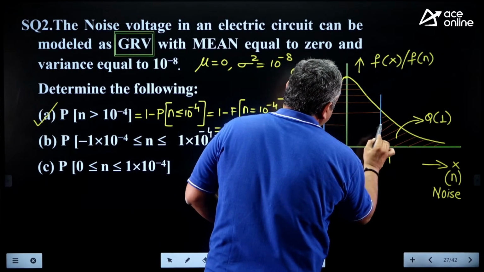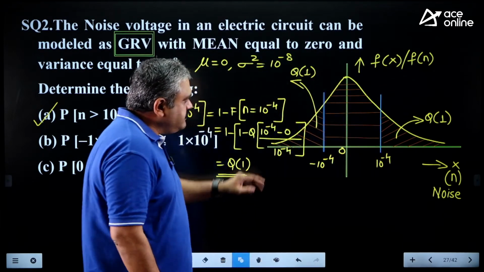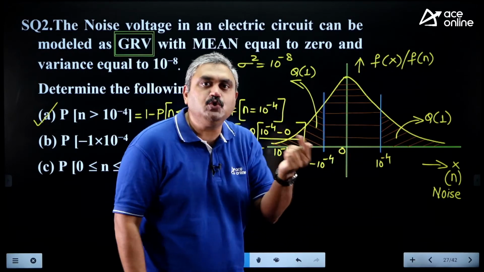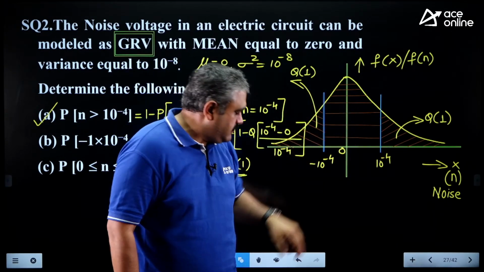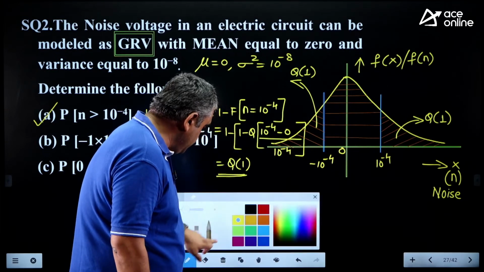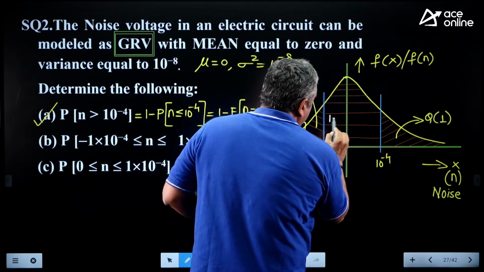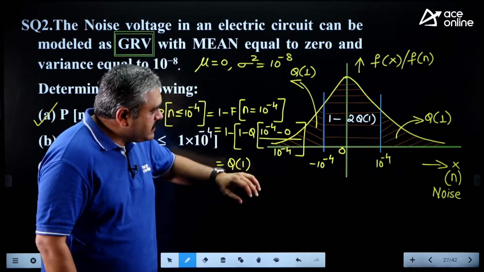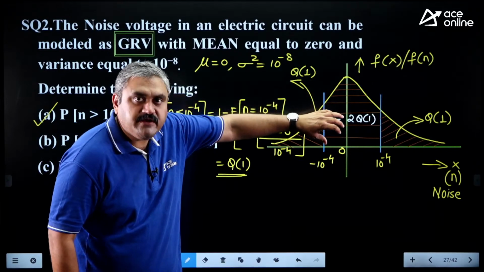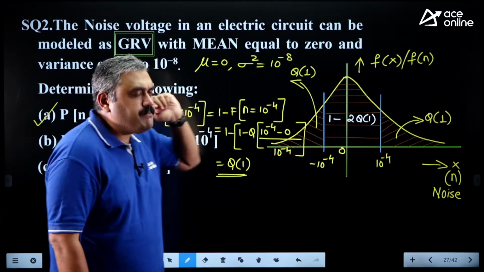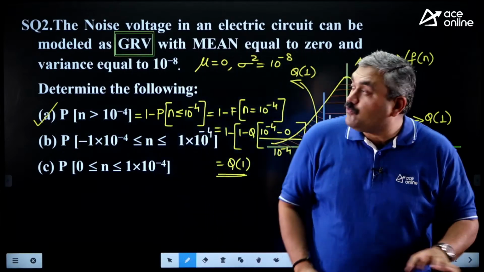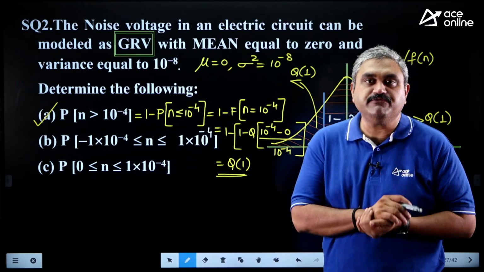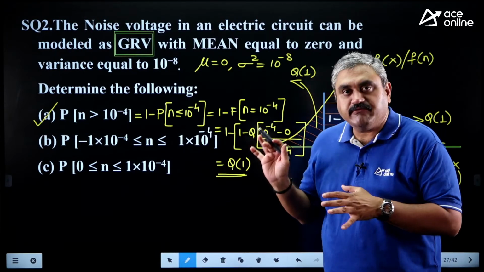Now, can you tell what would be this area? The total area under the probability density function curve is 1. This is q of 1 and this is q of 1. So if you add these two regions, 2 into q of 1, and subtract it from 1, the total area for this shaded region will be 1 minus 2 into q of 1. So if you can get one part of the shaded region area, all the remaining parts we can also get very easily. That is the advantage whenever there is symmetry present in the given density function curve. That is the reason I have taken this model.